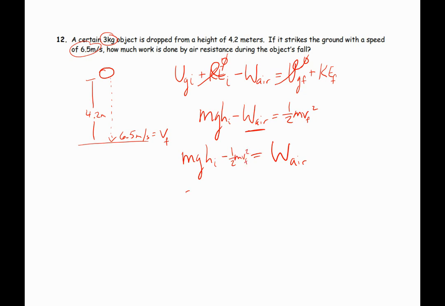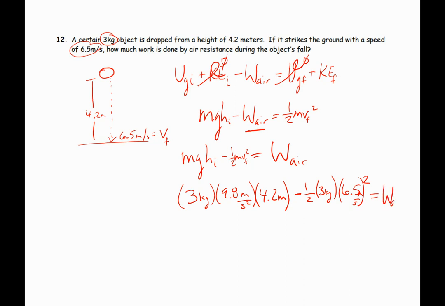So I end up getting my 3 kilogram object at 9.8 meters per second squared times 4.2 meters minus 1/2 times 3 kilograms times the velocity squared. The velocity final squared is 6.5 meters per second, and that's all squared. And that is going to give me the work done by air resistance.